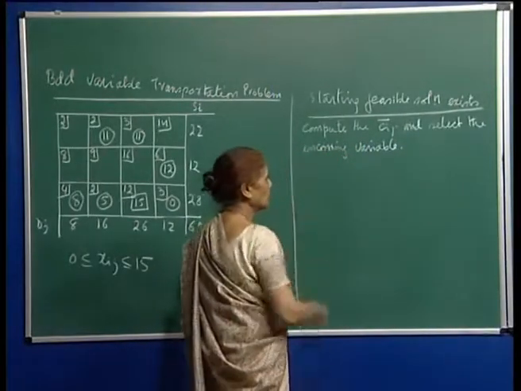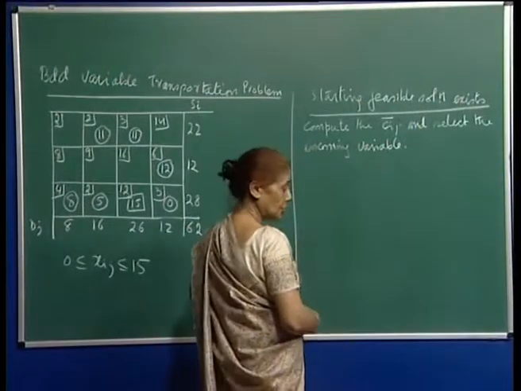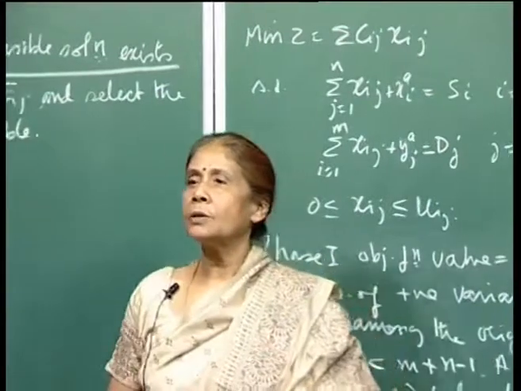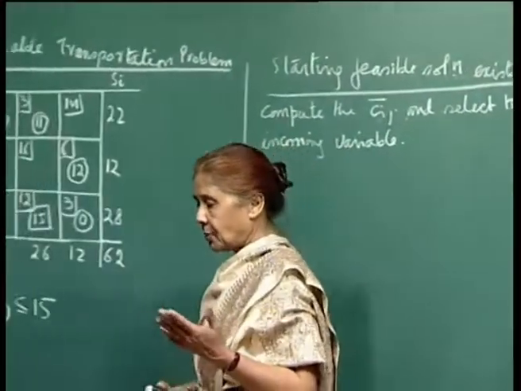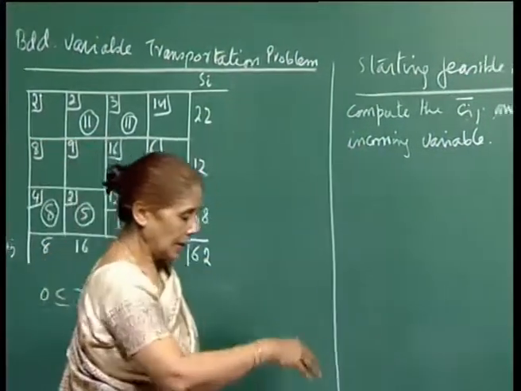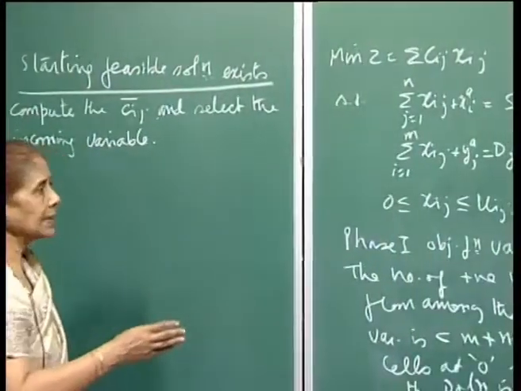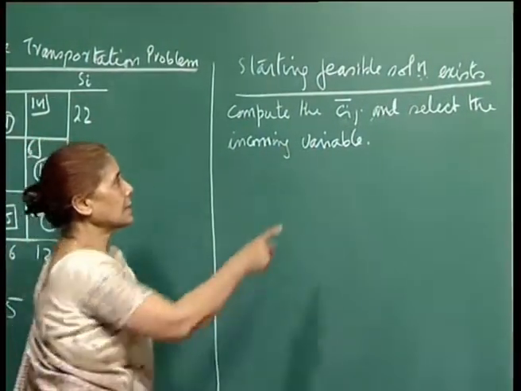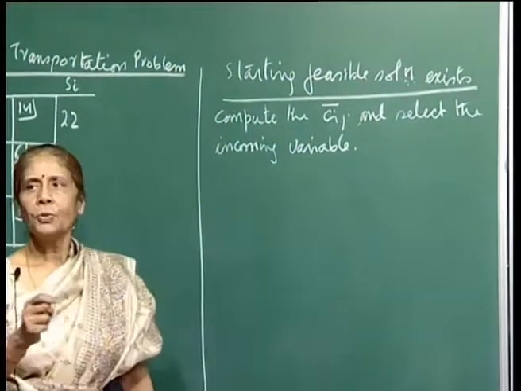So, you will have to do this kind of scanning, or you can just select the first variable which will improve the value of the objective function. That means you start scanning, and the first cell that you hit, for which the corresponding variable is at 0 level and the Cij bar is less than 0, you can enter it.